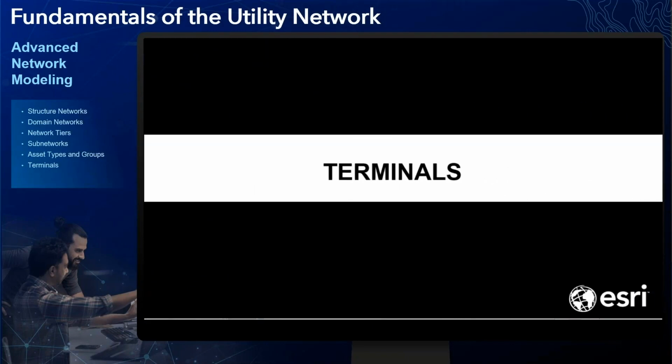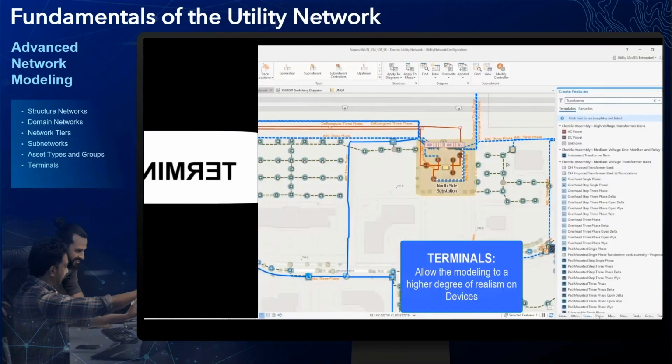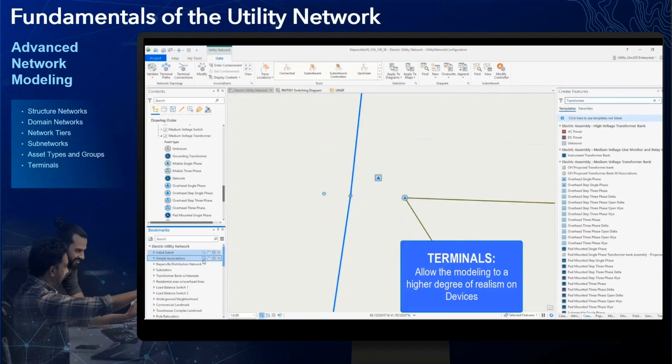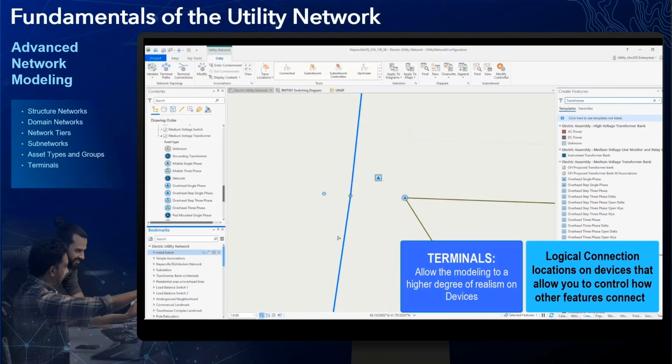Finally, we will discuss terminals. With the utility network, you can model devices to a high degree of realism with terminals on devices. Terminals are not features and do not appear on the map. They are logical connection locations on devices that allow you to control how other features connect to the device. Certain network rule types can be defined at the terminal level.